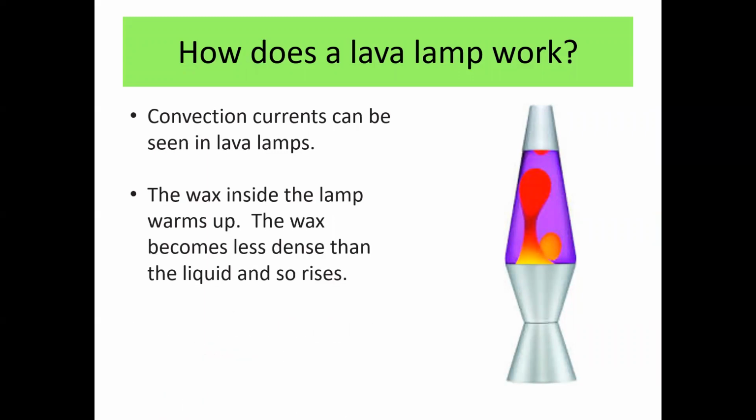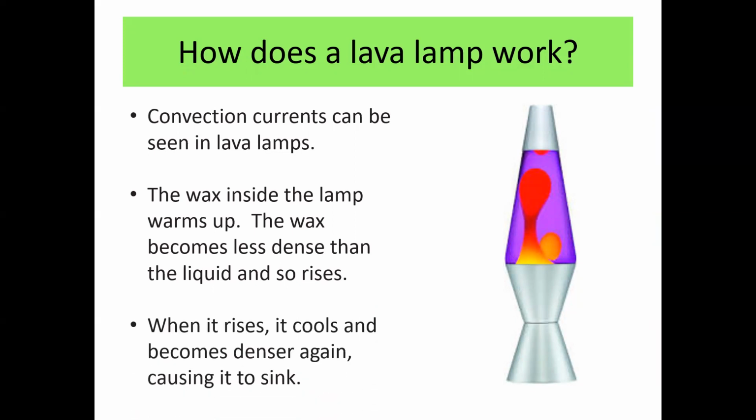The wax inside the lamp warms up, and that's because you've got a bulb in here, and that heats up the wax. The wax becomes less dense than the liquid, and so the wax will rise. When the wax rises, it cools and becomes denser again, causing it to sink.